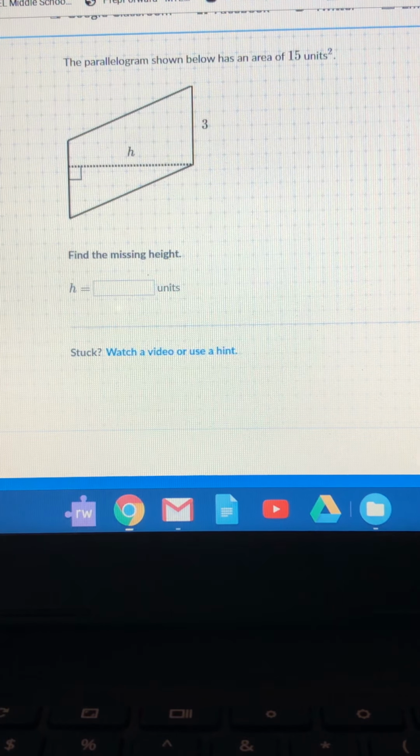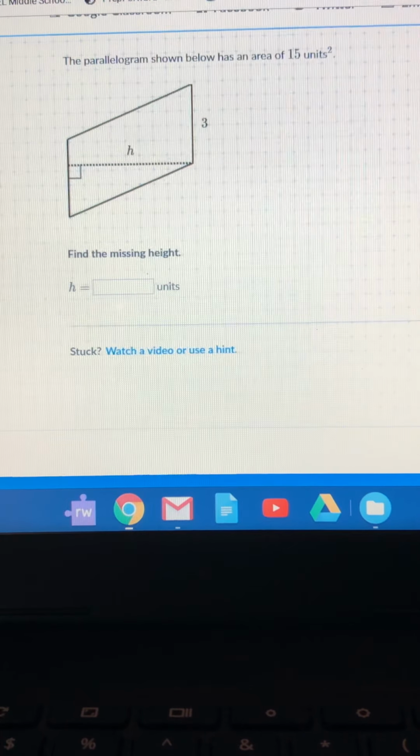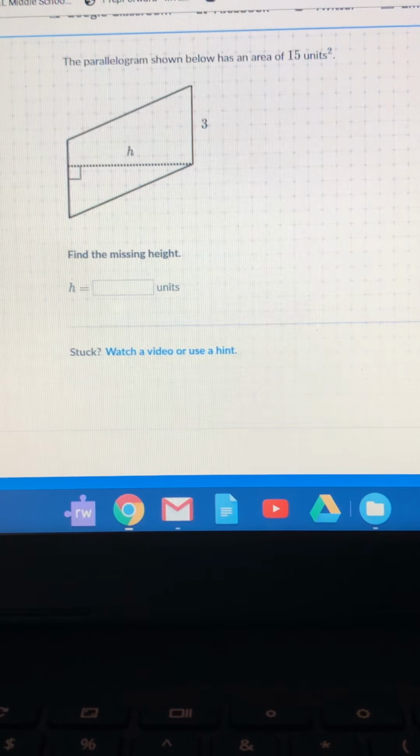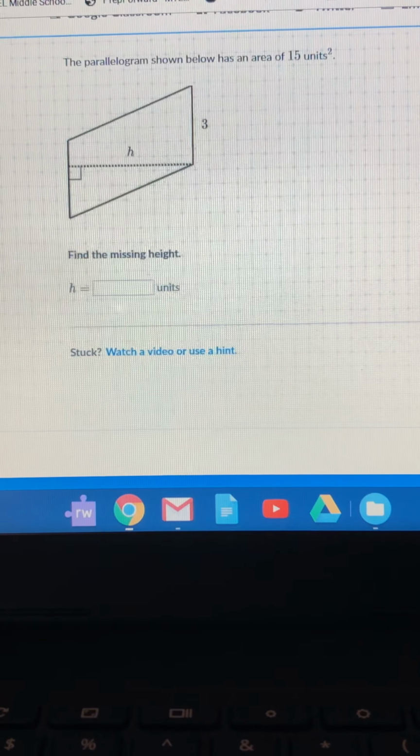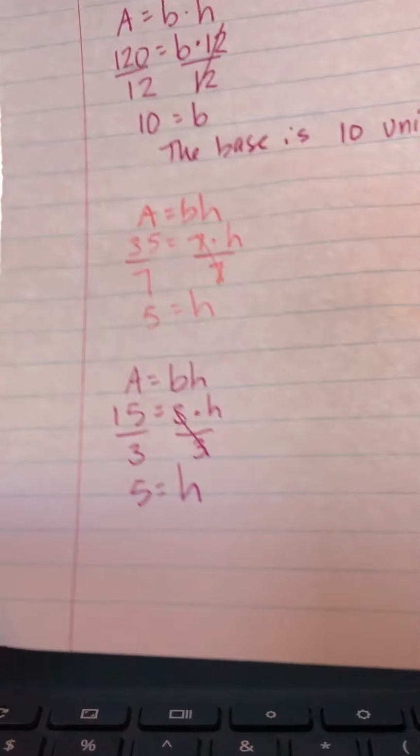Okay, for this one, we are given an area of 15 units squared. So again, I have area is equal to base times height. The area is 15, the base is 3, and we are multiplying by a missing height. So we would need to divide by 3 on both sides. 5 would be the missing height.